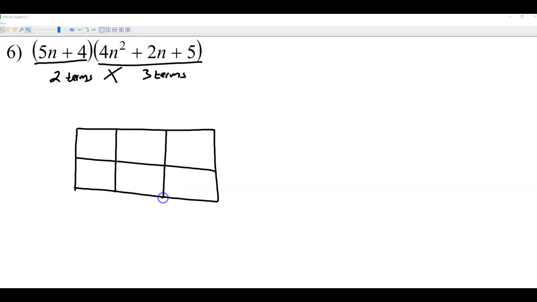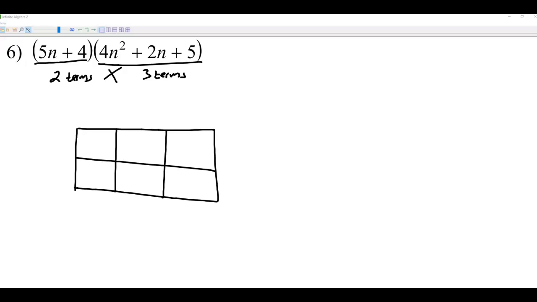Another reason why I like the box better than FOIL is that FOIL only works for 2 binomials. It doesn't work for this. But the idea is the same. You're really just multiplying every term over here by every term in here. It's just the box organizes things. It also helps line up your like terms a lot. So now I don't have a choice of where to put them.